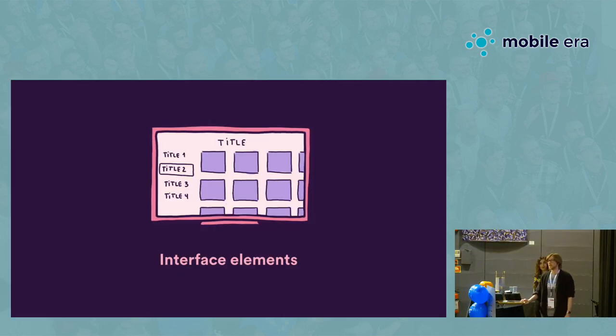Now, let's talk about interface elements on tvOS. When you work with tvOS, you usually just import UIKit the same way as you do on iOS. And you use pretty much the same UI components. But they, of course, look and behave a bit differently. So let's look at some examples.